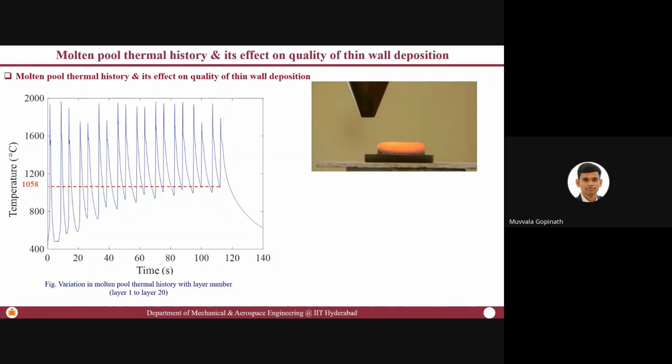Now, considering this, our idea was to quantify this heat accumulation and also qualitatively see how this heat accumulation looks. So that is what you are seeing in this slide. If you see, the deposition is happening, and we kept a sensor called an IR pyrometer.